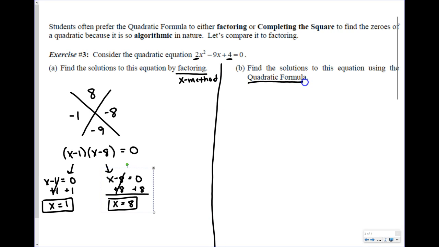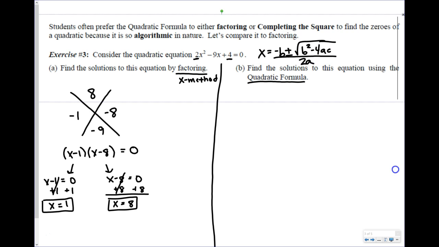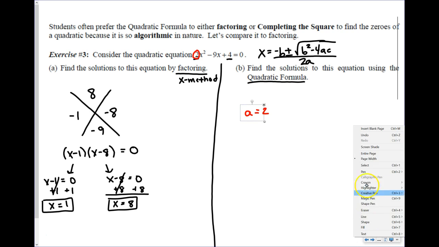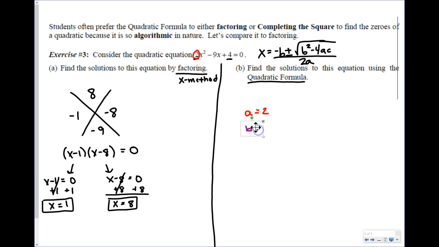Okay, so the first one was the x method, and now we have the quadratic formula. I'm going to write this again: x equals negative b plus or minus the square root of b squared minus 4ac, all over 2a. So I'm just rewriting the quadratic formula to help me. Now I'm going to first find my a, b, and c. A is going to be this 2 right here. So a is 2. B is going to be a negative 9. Watch your sign. B is negative 9. And c is going to be a positive 4.